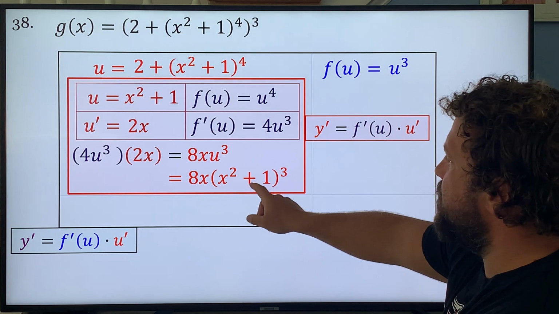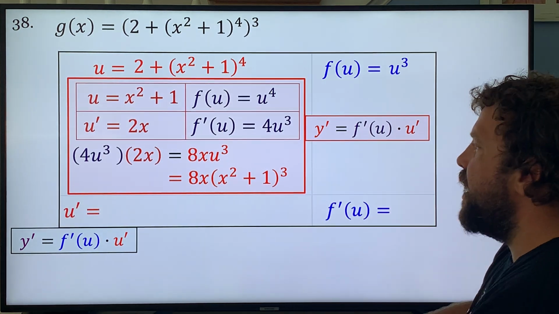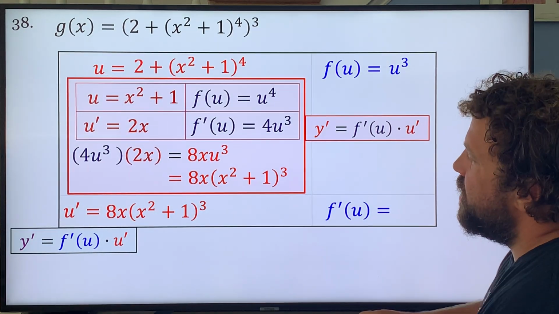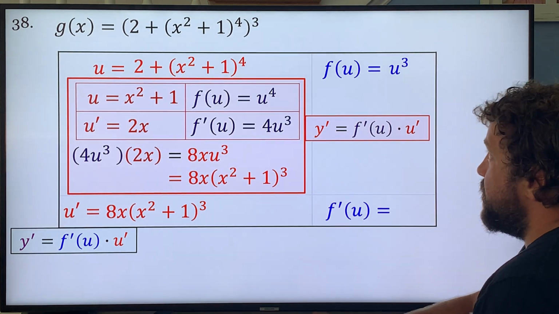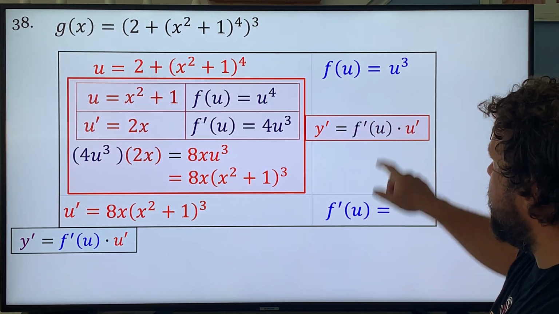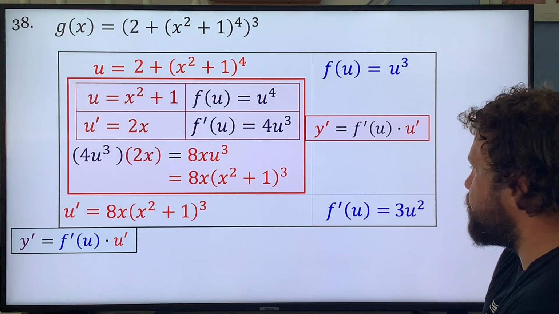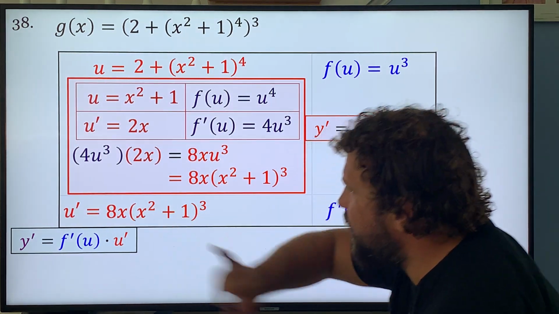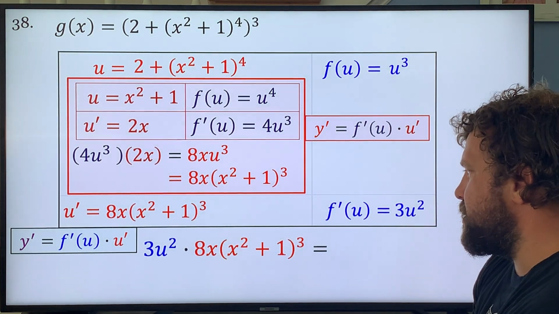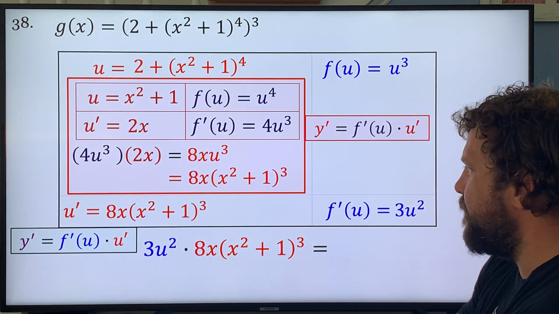8x, 1 half x squared plus 1 to the third power. And that's actually my u prime, okay? That's plus 0 because the derivative of 2 is 0. F prime u, 3u squared, 3u squared times 8x squared plus 1 to the third power.